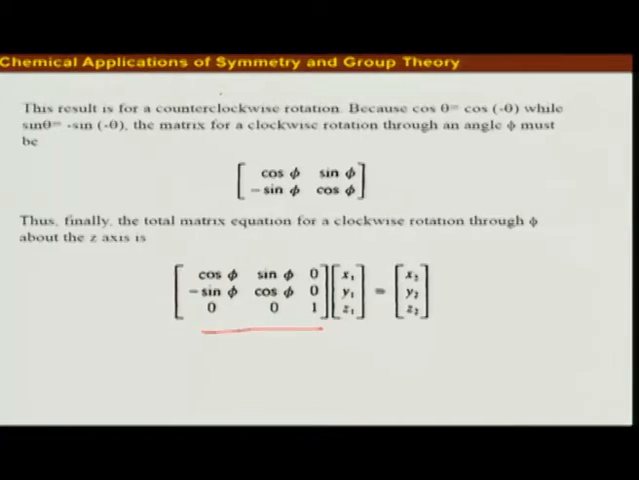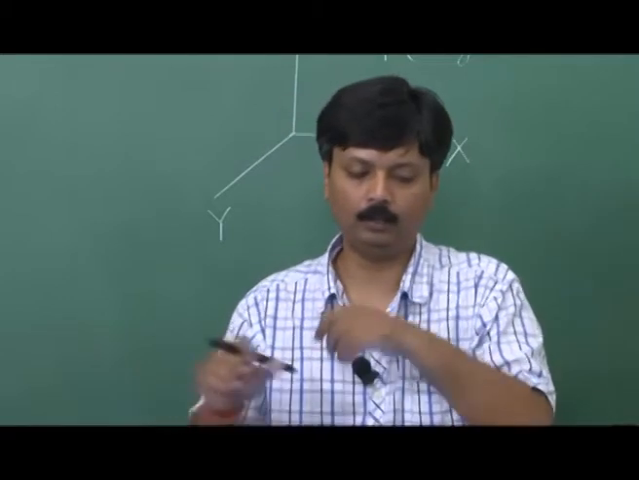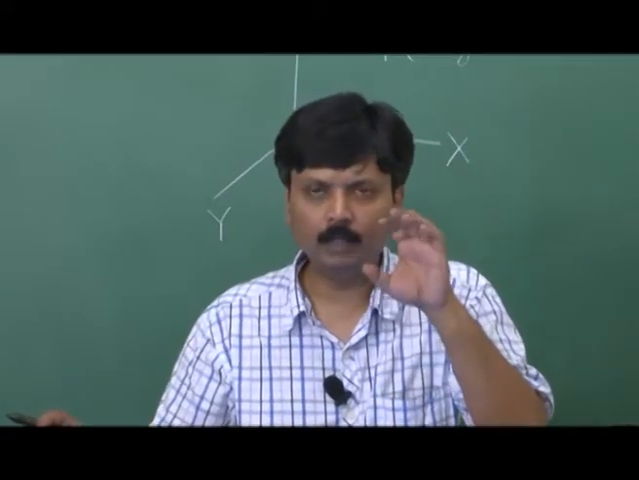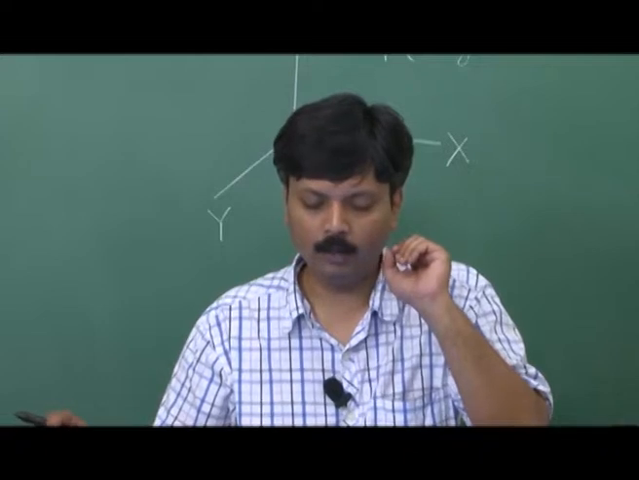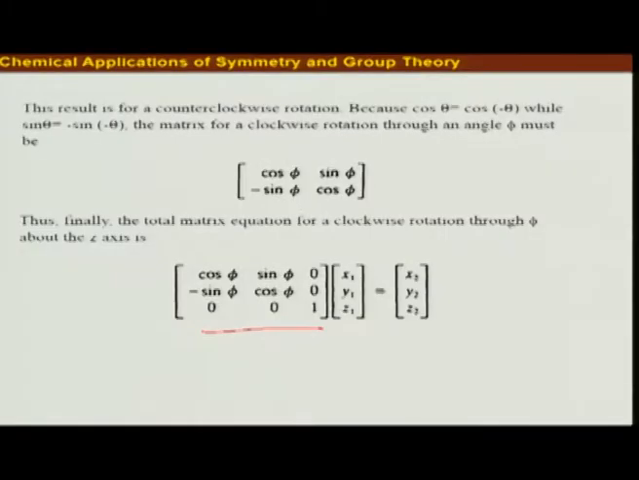Now if we want to do it for a clockwise rotation, that is very easy, because cos minus theta and cos theta are the same, while sin minus theta is minus sin theta. So utilizing that we can find out the 2 by 2 matrix for a clockwise rotation as well, which is shown here. Now finally we can write the overall matrix for clockwise rotation by this expression.